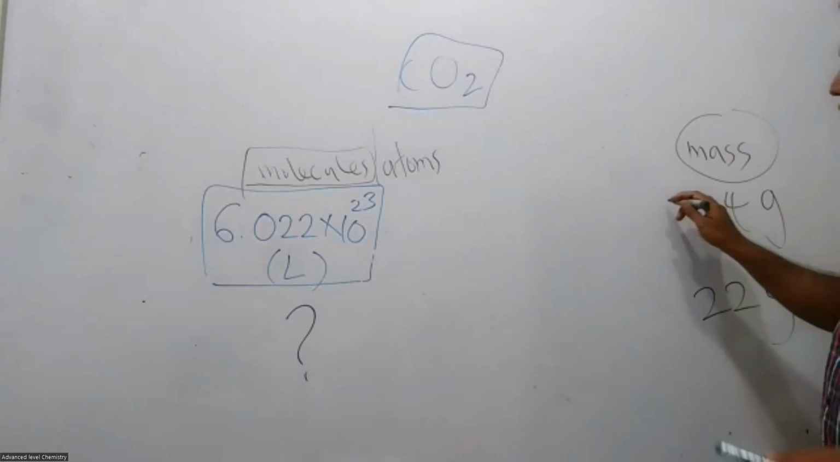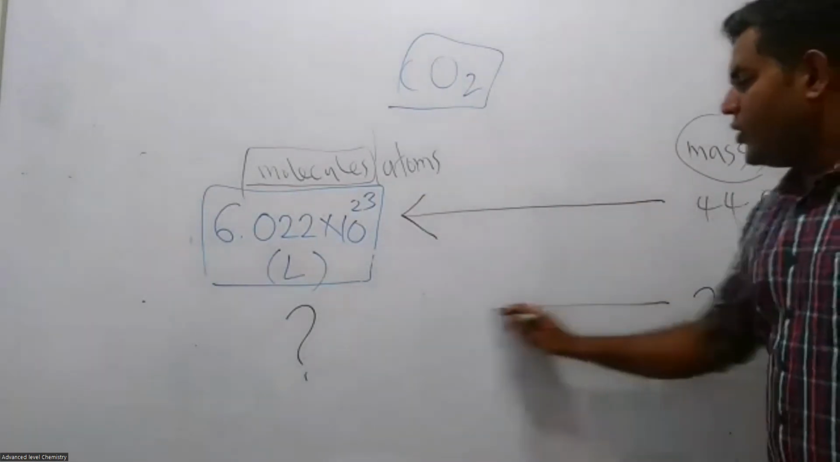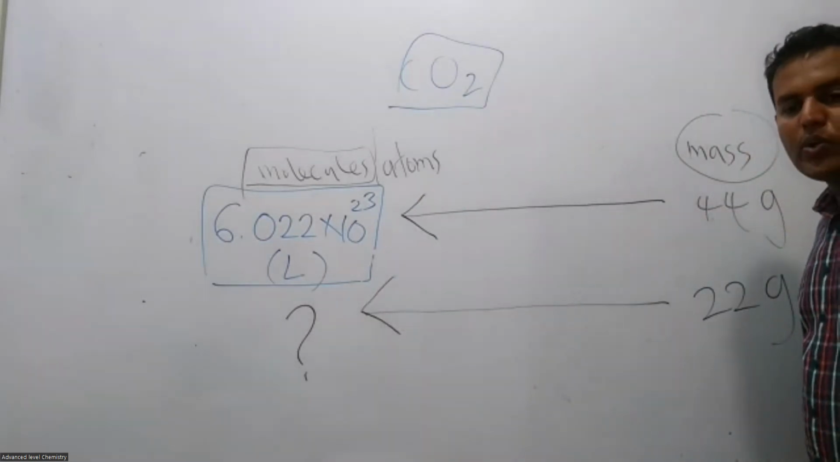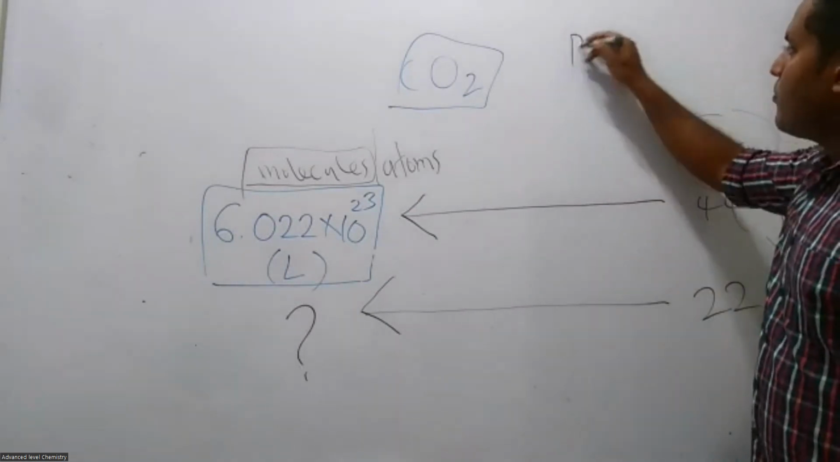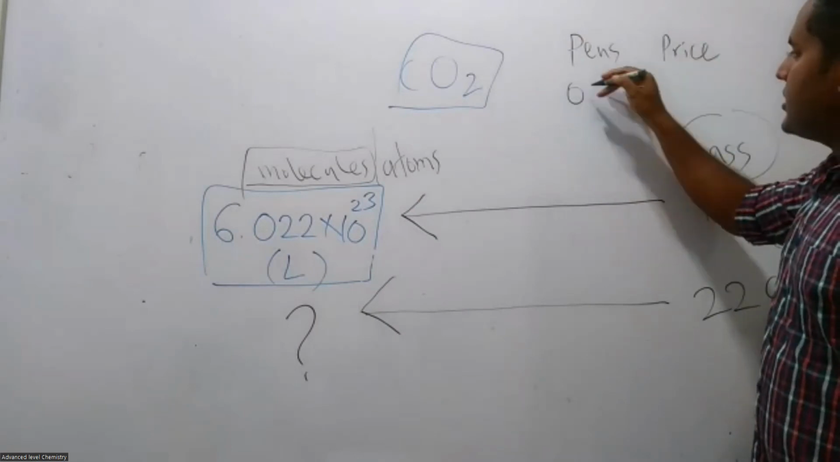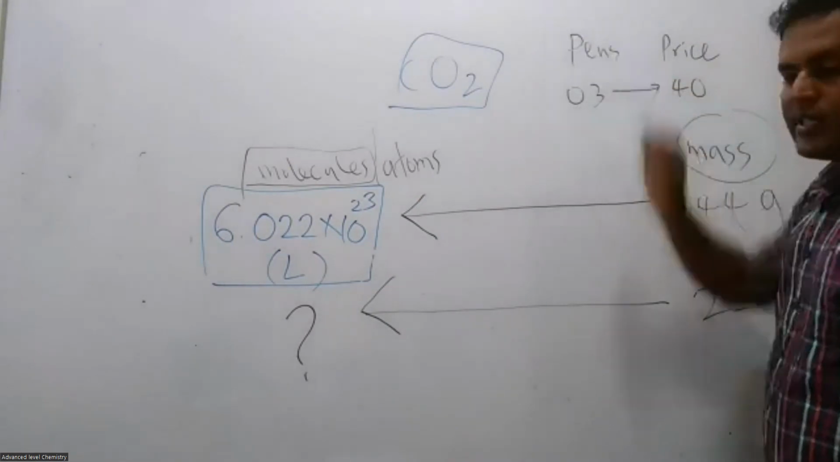So 44 grams means this much of molecules. 22 grams means how many molecules? Is it clear? What do you have to do? It's a mathematical operation. Just think pence and price. So then 3 pence, the price is 40 rupees.